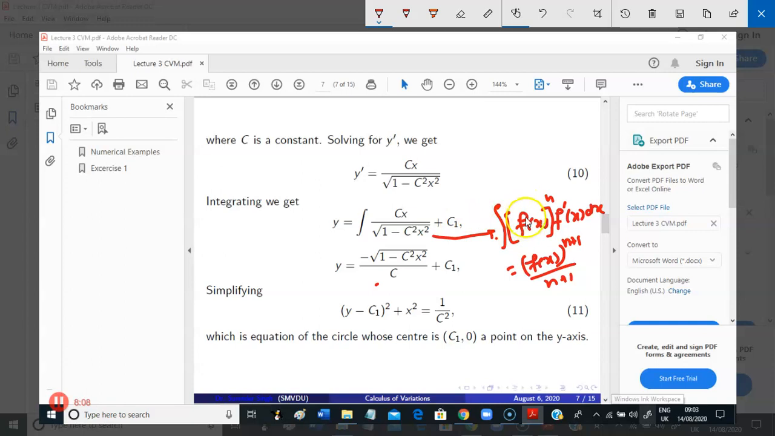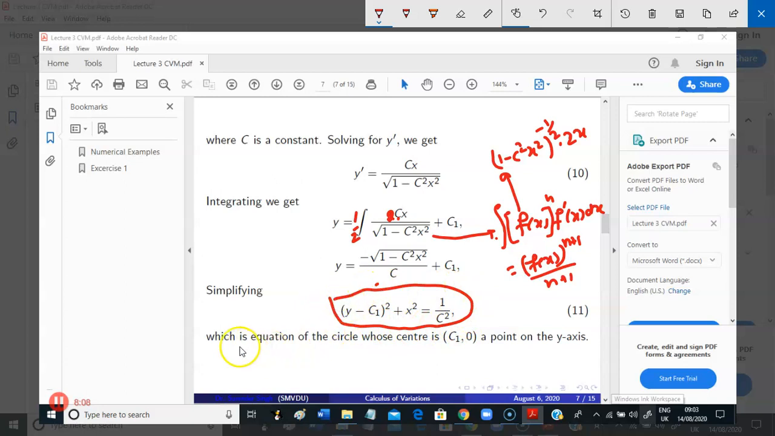In this case, f(x) will be 1 minus c square x square, and n is minus 1 by 2, and here you will write 2x, because you multiply it with 2 and also divide it by 2. When you apply this formula, you get this type of result. Again, on simplification, you take y minus c1 on the left hand side and the rest of the things on this side. So finally, you will get this type of equation.